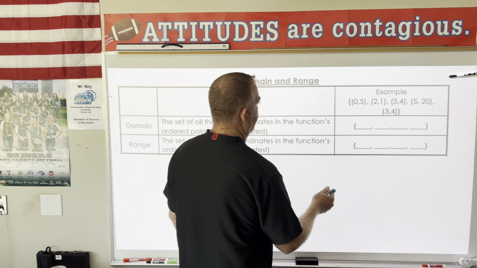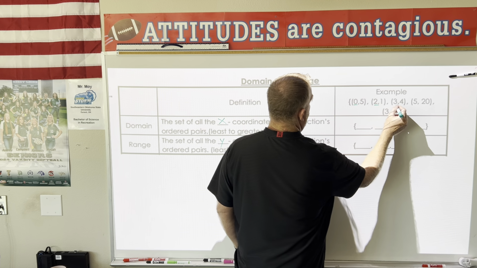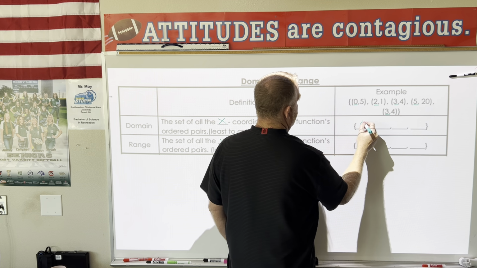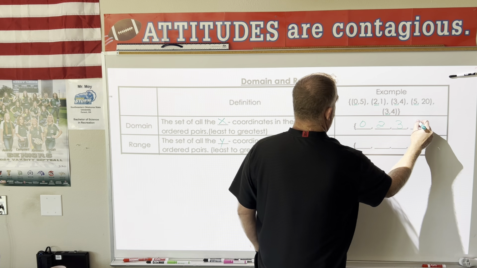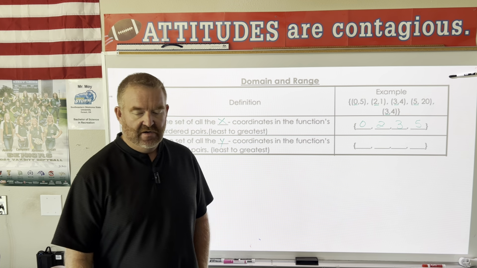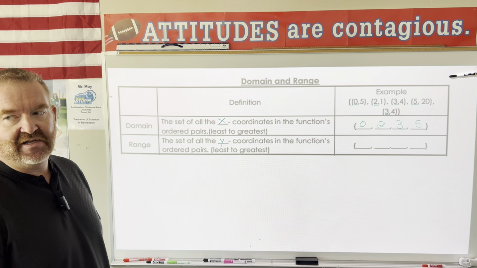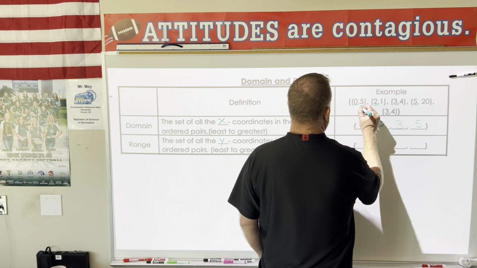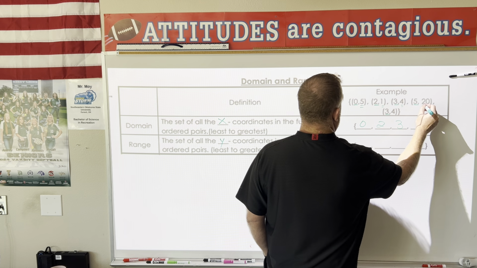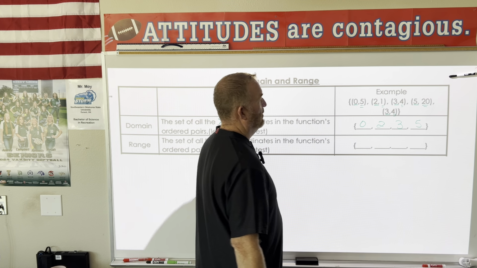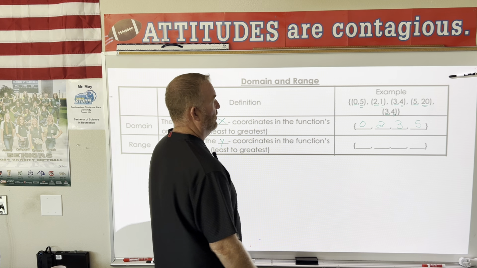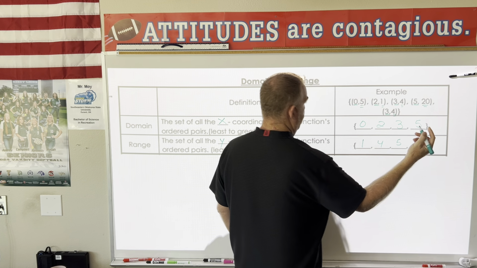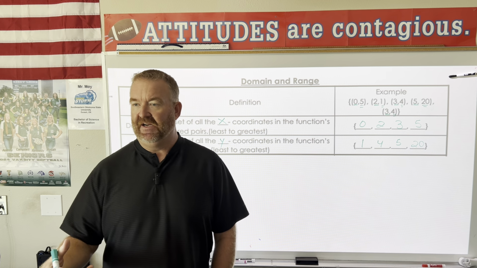All right, what are my X numbers up here? Read those. Okay, so one of the numbers repeats, right? So it's just 0, 2, 3, and 5. That's it. Go ahead and list the range, in order from least to greatest. What are they? 1, 4, 5, and 20. Pretty simple, right? Domain and range.